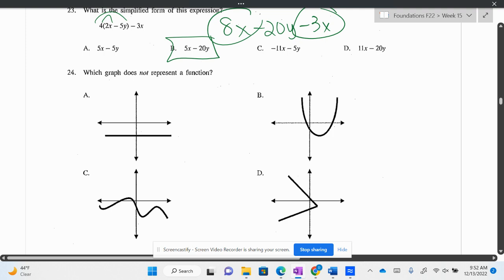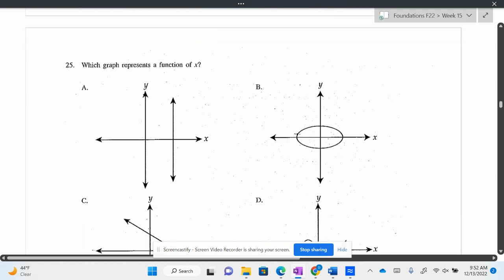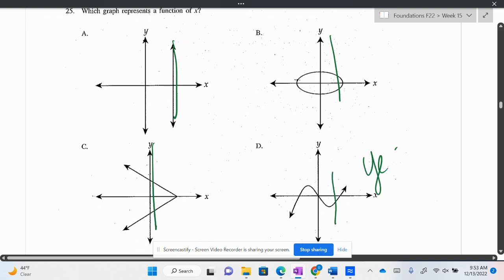Which one does not represent a function? Well, this passes the vertical line test, passes the vertical line test, does not pass the vertical line test. This one does. Function, no, no, no, yes.